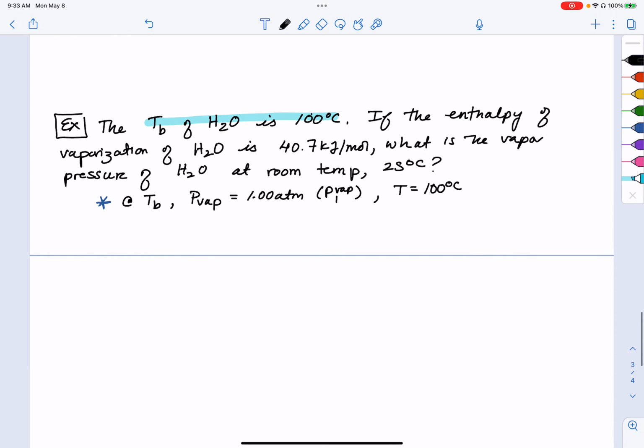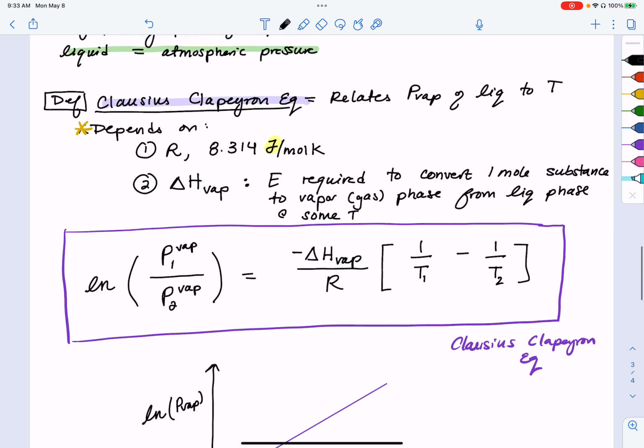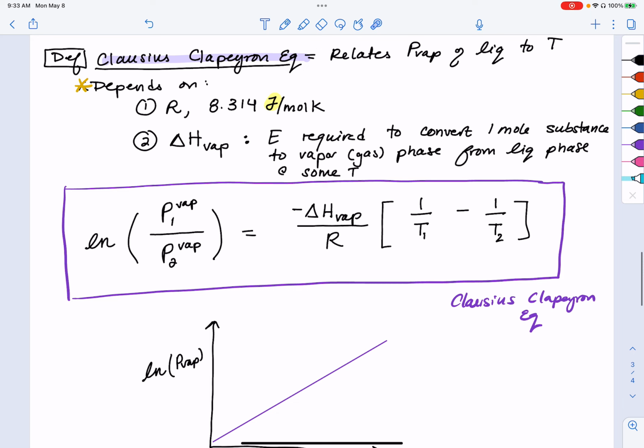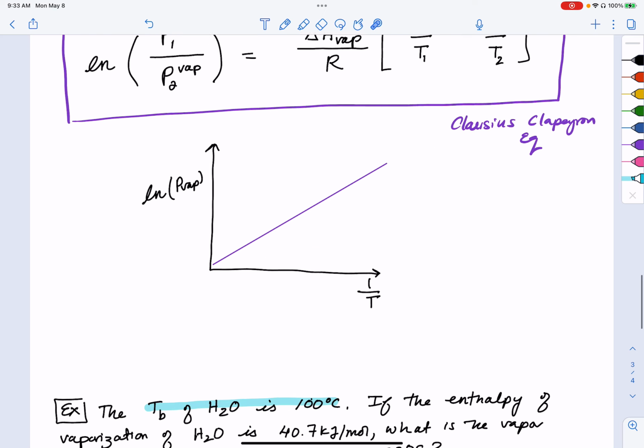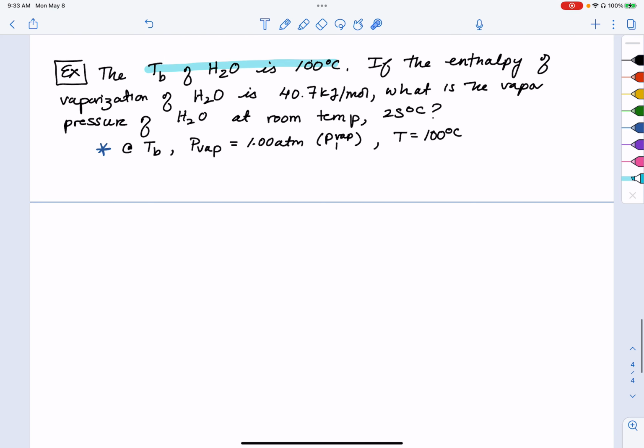If we look back up at our Clausius-Clapeyron equation, we see that it has a dependence on the gas constant R, expressed in joules per mole Kelvin. So I cannot leave this temperature in centigrade. I must put it in Kelvin. So plus 273.15 Kelvin gives 373.15 Kelvin. So let's call this T1.